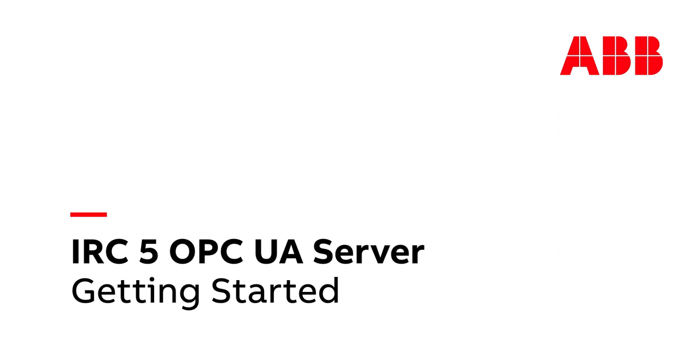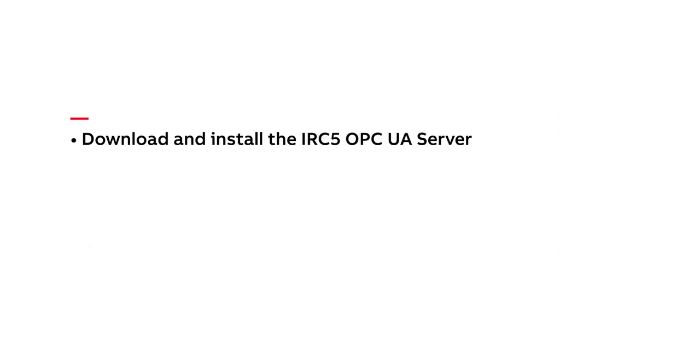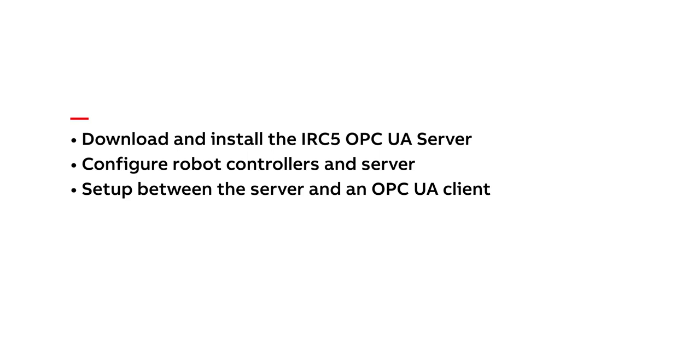In this video, we will describe how to download and install the IRC5 OPC UA server, configure which robot controllers the server shall communicate with, and give each controller a unique alias name, set up a certificate-based trust relationship between the server and an OPC UA client, using a freely available OPC UA test client.